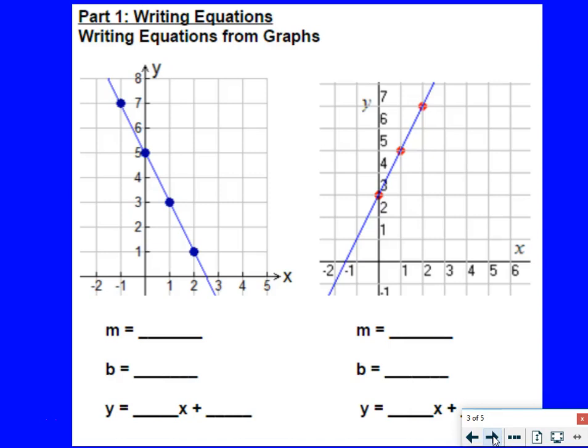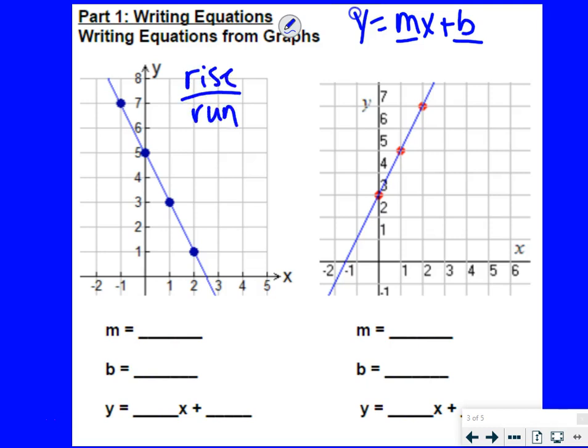Part 1, writing equations from graphs. All right, so first off, we need to identify our m and our b. We want to write in y equals mx plus b form. So that means we're replacing the m and the b with numbers. So m, slope, rise over run. Make your staircase.